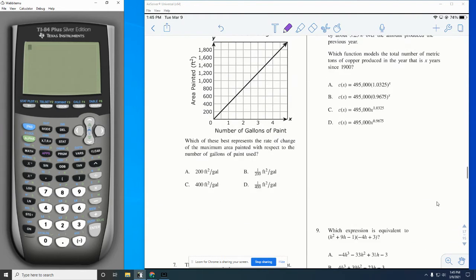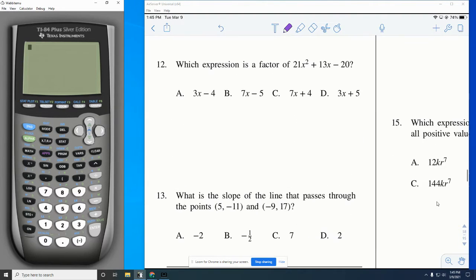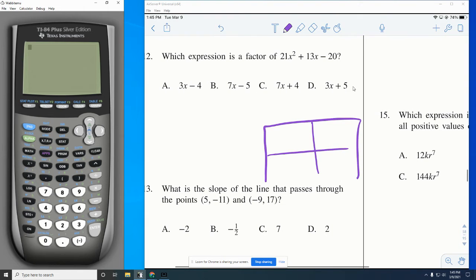Next, we're going to go to number 12. This is another factoring one. We've done a couple of these this week. Which expression is a factor of 21x squared plus 13x minus 20? Again, this one is kind of tricky because you have to factor. You can't work backwards because they don't give you both sets of factors. So you have to use your box and your GPS.